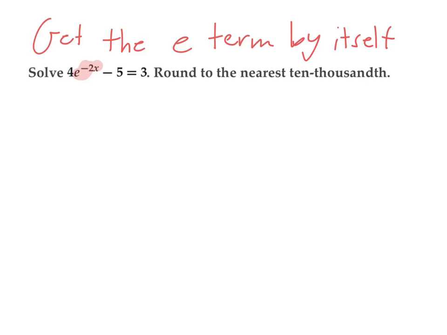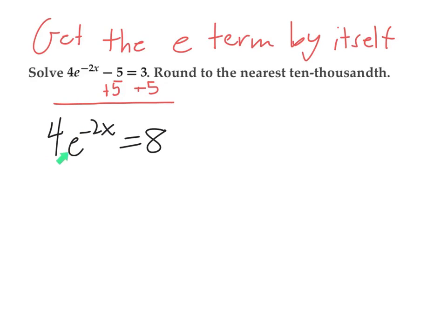Well, hopefully you said add 5 to both sides, because then I'll have just the 4e to the minus 2x by itself. So this, of course, gives me 8. This cancels out, and so here's where I'm at right now. I've got 4 times e to the negative 2x equals 8.